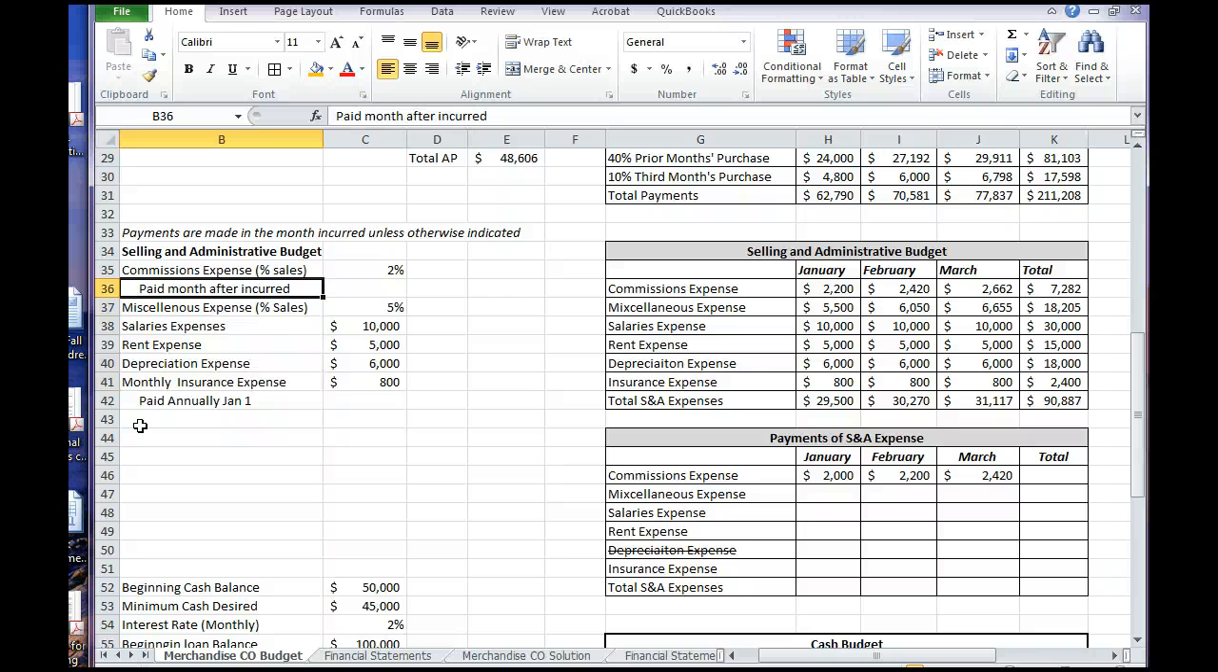So what we're saying here is these are going to be paid in the month incurred, which makes it really easy, right? You take the miscellaneous expense in January, you'll have no miscellaneous expense payable. You're paying it right away. Salaries expense will be the same thing. That cash is going out the month it's incurred. Rent expense will be the same thing. And actually, I think I can just drag down.